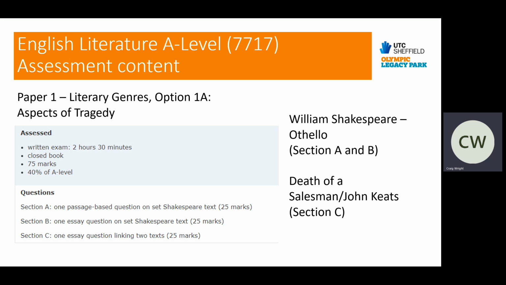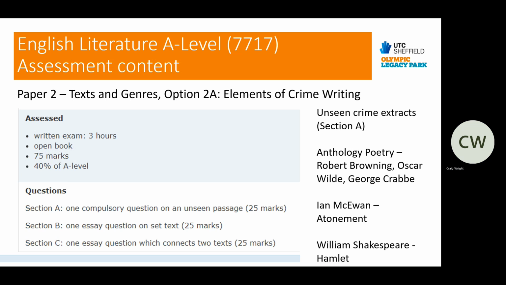So paper 1 is 75 marks. It's 40% of the A level. It's a passage from a Shakespeare text, an essay question on a Shakespeare text, and one essay question linking the two texts. For paper 2, it's a 3-hour exam, 75 marks again, it's 40% of the A level. And we've got an unseen passage, we've got one essay question on the set text, and one essay question which connects two texts. And the text basically can be chosen by the students at that point, depending on which essays they can fit them to.